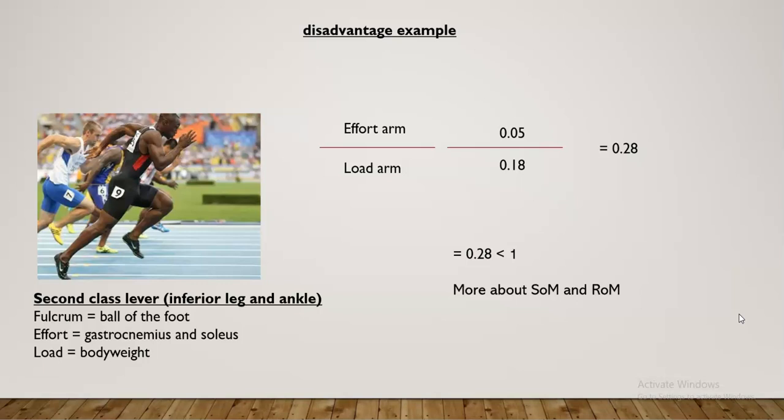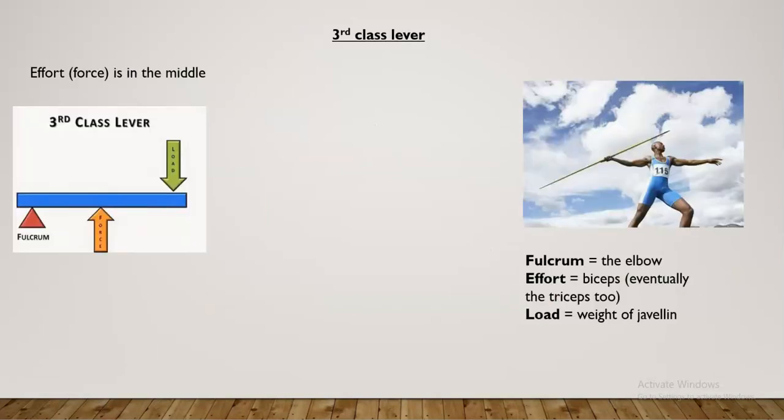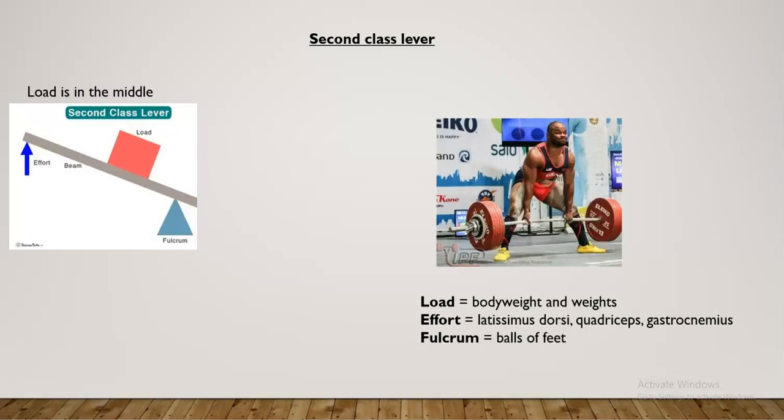So our disadvantage version, oddly, would be a second class lever. Usually these things would be more about speed of movement and range of motion. But we can look at this 100-meter sprinter, and we can look at the fulcrum being the ball of the foot, the effort being the gastrocnemius and soleus, and the body weight being the load. And we know as a second class lever that the load is going to be in the middle, and the fulcrum and the effort are going to be on the side.